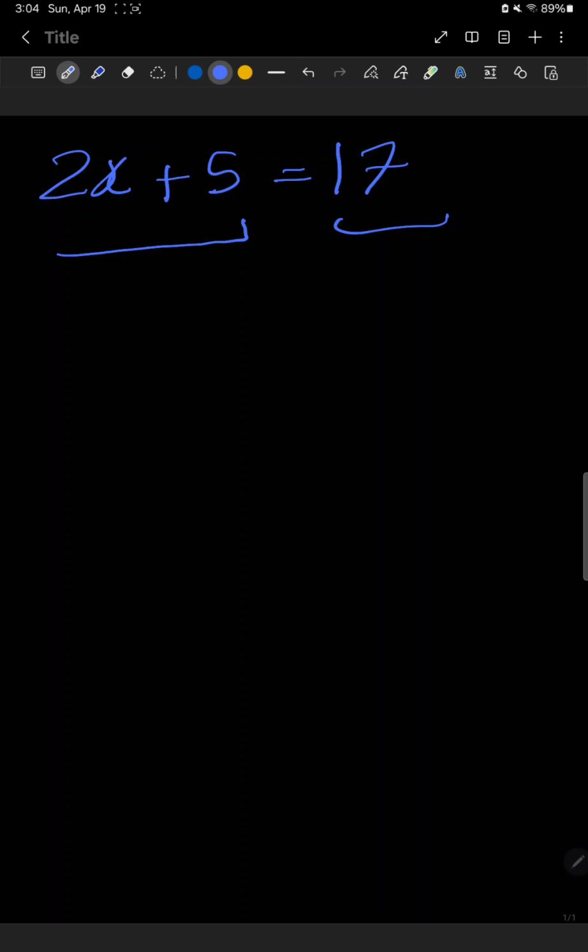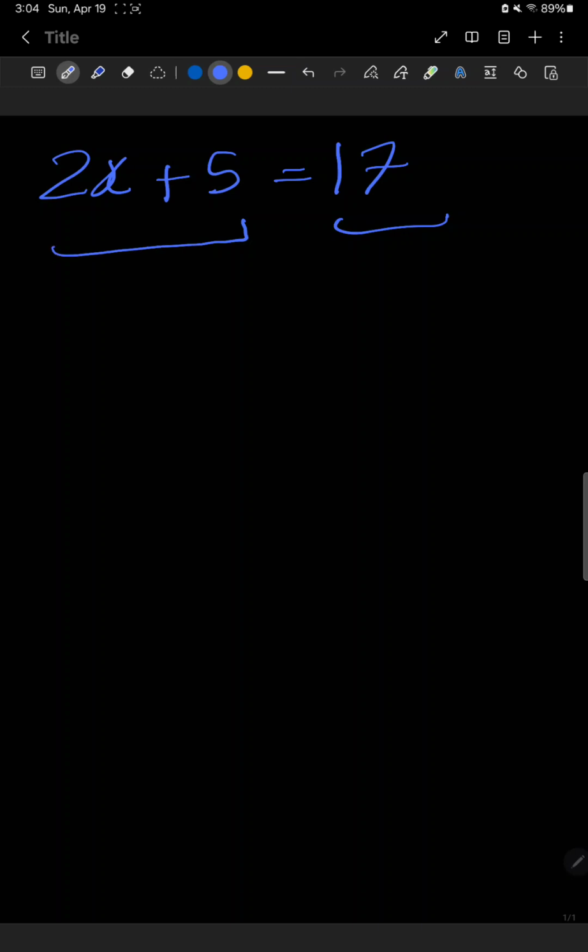So first I want to talk about solving an equation. We have something called a linear equation, something like 2x plus 5 equals 17. So how could I find the value of x? The equal sign means this side equals this side.